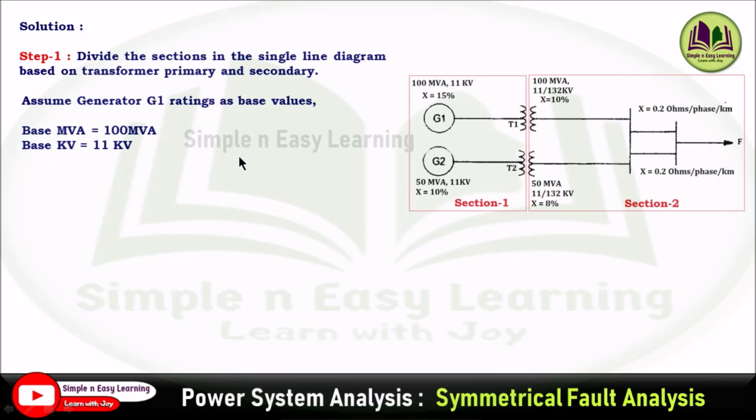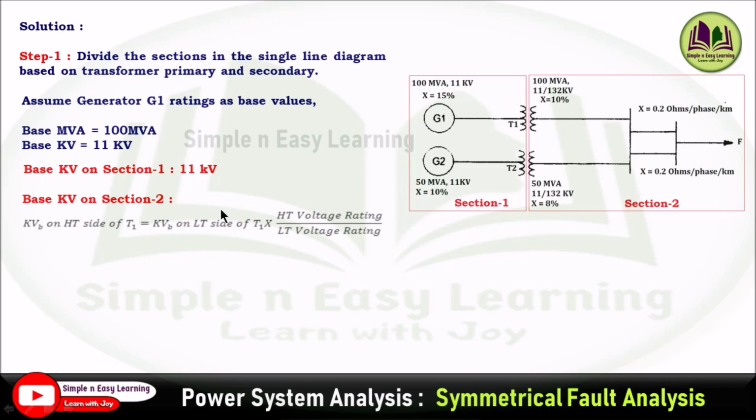And the base value is given as 100 MVA and 11 kV base at the generator terminal, at the low voltage terminal. So we can select base kV as 11 kV at the low voltage side, that is the primary side. And that is your section 1, the kV value is 11 kV. And base kV on section 2 is 132 kV, which is specified in the problem, and if it is not given, you can find it using this formula.